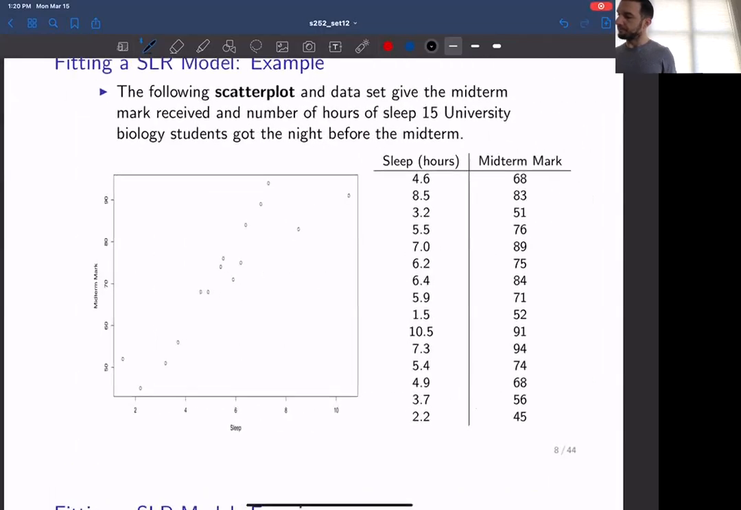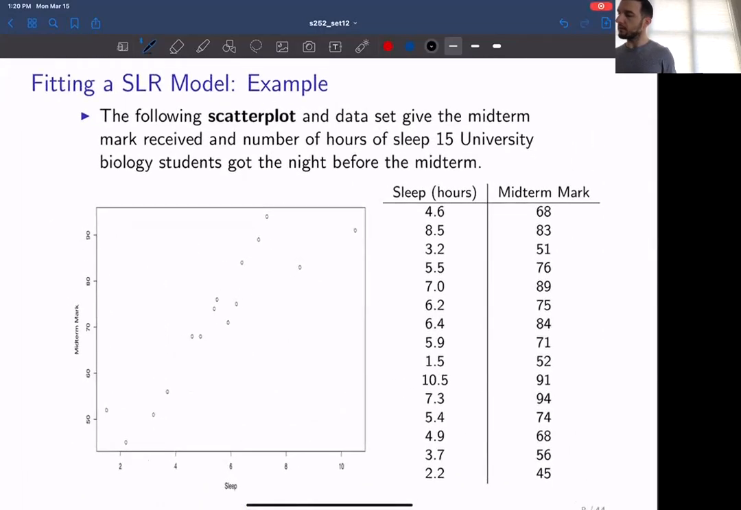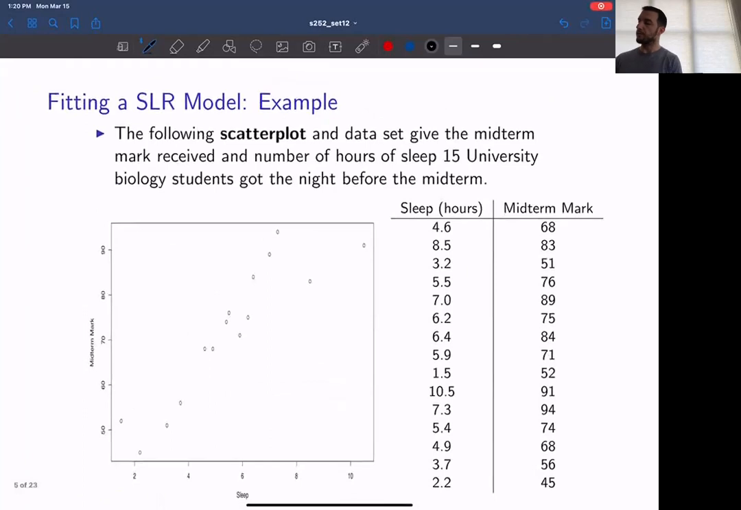Okay, so the following scatter plot and data set give the midterm mark received and the number of hours of sleep 15 university biology students got the night before the midterm. Here's our scatter plot of the sample data, and here is our sample data in the table next to that scatter plot.